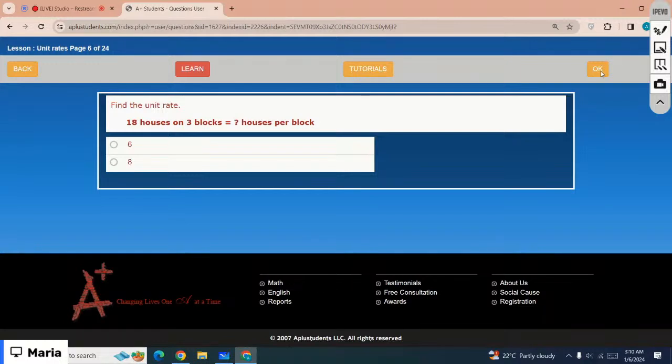18 houses, find the unit rate. 18 houses on 3 blocks. So how many houses in one block?